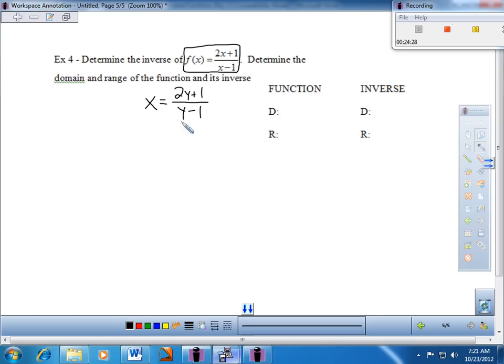And number 2 is I need to get a y equals at some point. But unfortunately, I have a y down here and a y up here. How am I ever going to get it to a single y equals? Well, let's see what techniques we'll use.